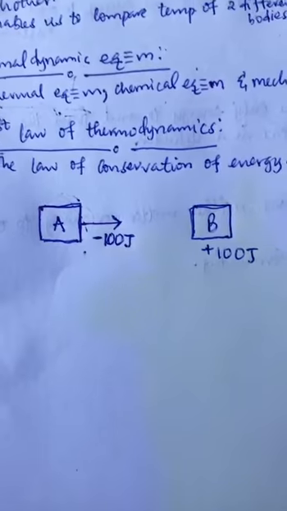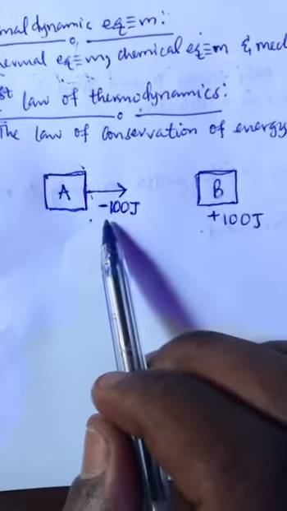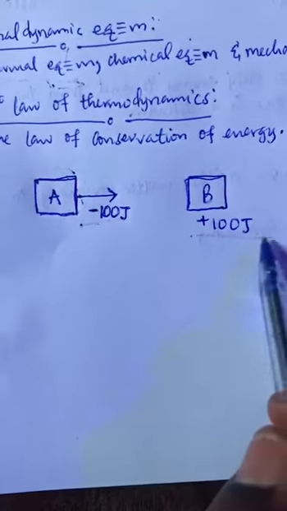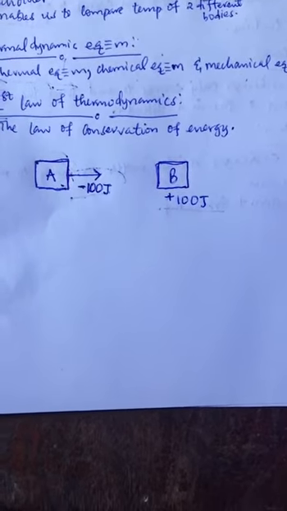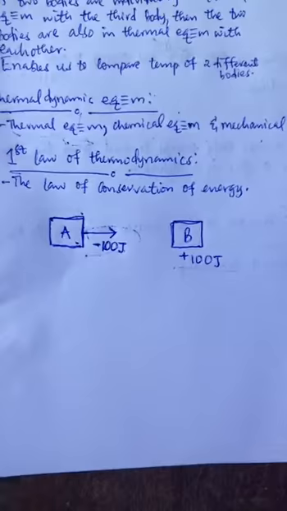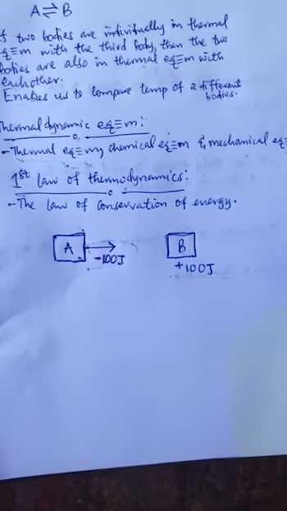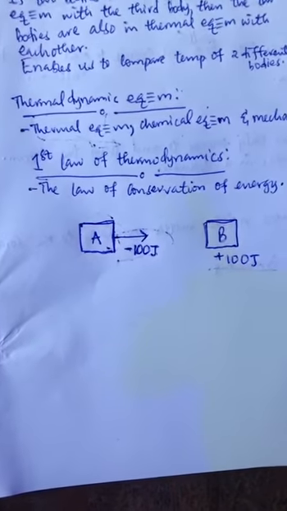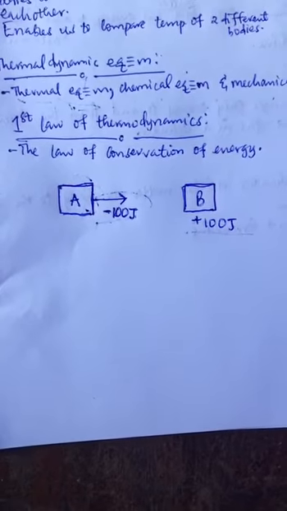Therefore, energy is neither created nor destroyed, but it is transformed from one form to another. So this is basically what we mean by the law of conservation of energy, which is the first law of thermodynamics. And another way you can state the first law of thermodynamics is in terms of the quantity of heat supplied to a system.